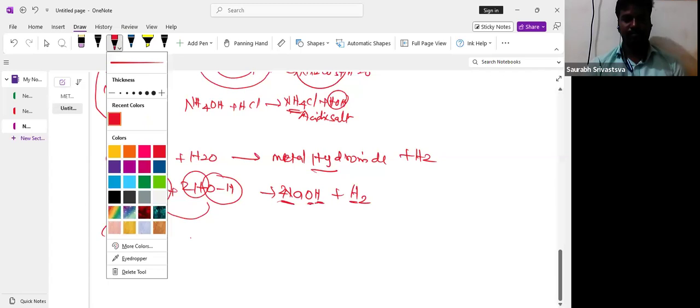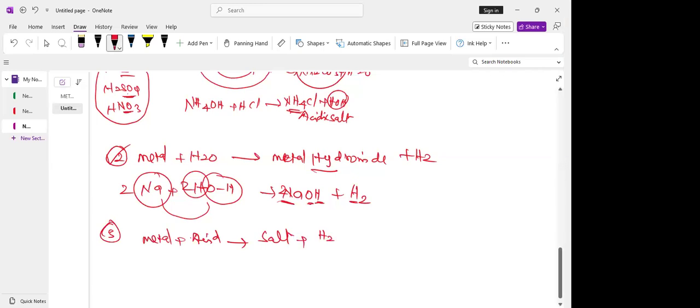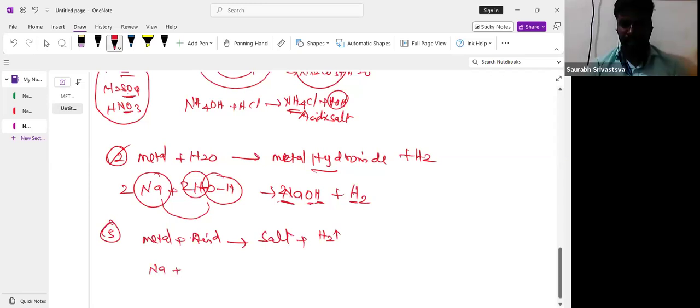When the metal reacts with an acid, what is the product? Salt plus hydrogen gas, H2. For example, Na reaction with HCl gives NaCl plus H2 gas.